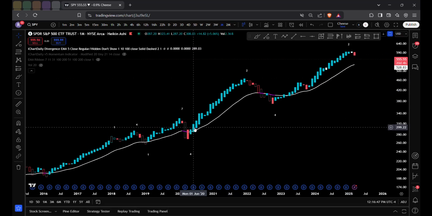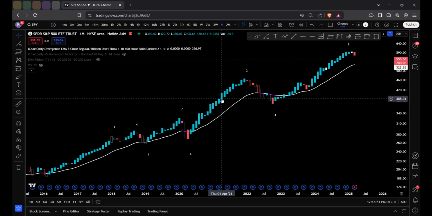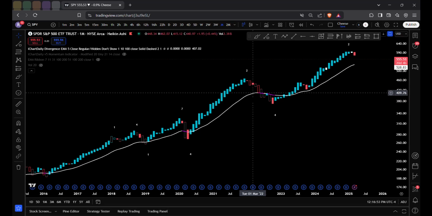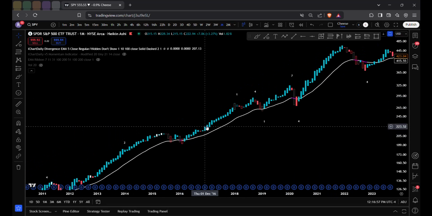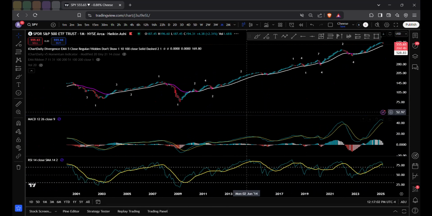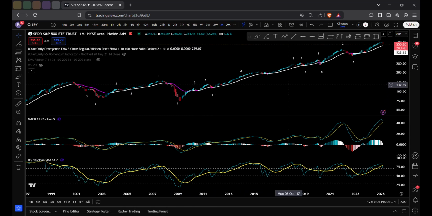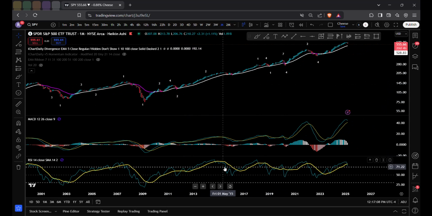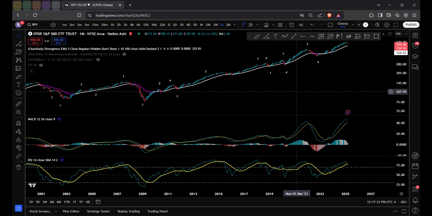Let's just say 20. What is this one? Let's just say 20 something. So you can see here, you go from extreme oversold, you print massive monthly candles until you're extremely overbought. You get your bearish divergence, MACD death crosses, and then you have a nice consolidation.